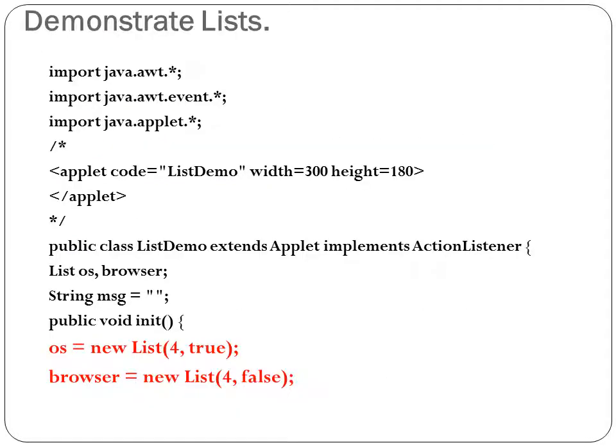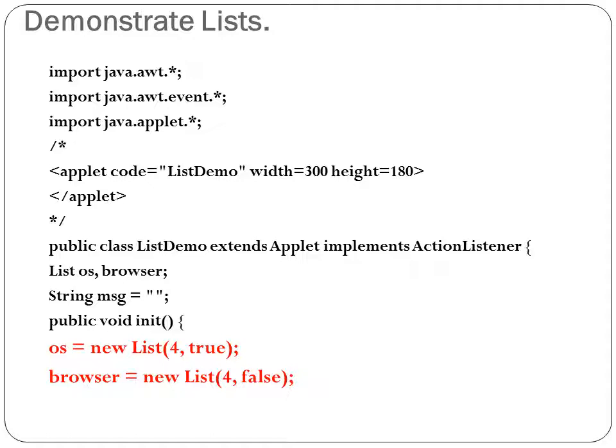This program demonstrates list, and we are displaying the list on an applet window. So you have to import the applet package. Our program name is ListDemo. So when you select items, an action event will be generated, so you have to implement ActionListener.